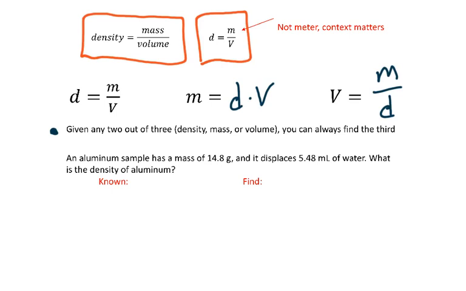So now we have three different equations. One that solves for density given mass and volume, one that solves for mass given density and volume, and one that solves for volume given mass and density.